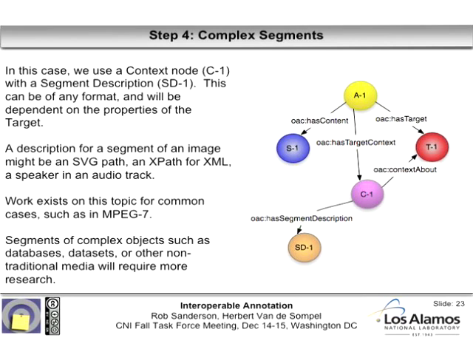There is work for this, such as in MPEG-7, so we're not trying to, or we certainly do not want to, have to go through all of the different formats and try and work out how to specify segments. One area that we do think is of interest, especially to this community, is databases and data sets, how to specify slices of those things. This will obviously require a lot more research.